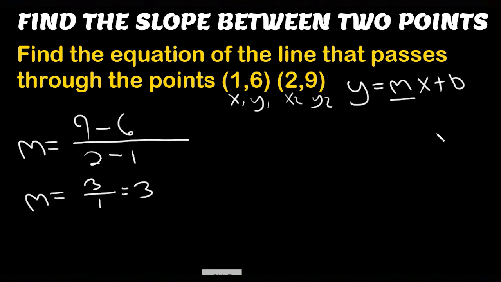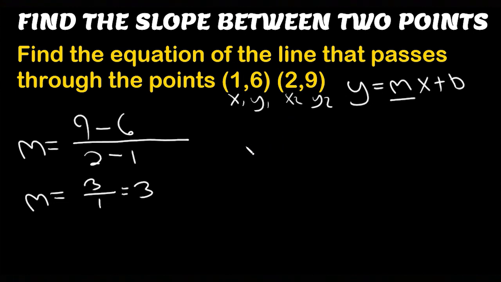So to do that, you want to pick either this point here or this point here. It doesn't matter what point you pick, but you have to pick one. Now I'm going to pick the first one because those numbers are a little bit smaller, 1 and 6, right, rather than 2 and 9. So just pick a point and you're going to plug it into the x and y values, and you're also going to plug in your slope, and then you'll solve for b.